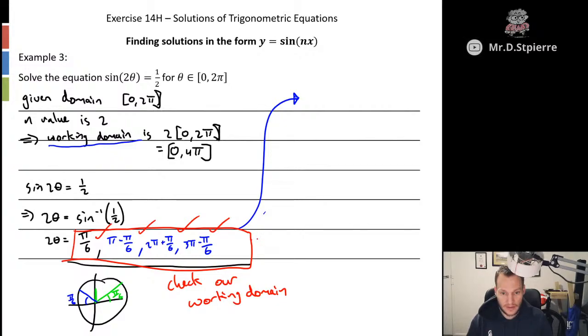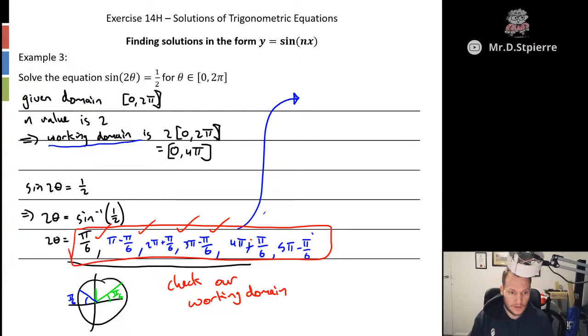What happens if I did a third revolution? So I go around, once is 2 pi, oh sorry, a full second revolution is 4 pi plus pi on 6. 4 pi plus pi on 6 would get me back there to the green one. And then another pi, so that would be 5 pi minus pi on 6. And again, it goes on and on. But just to demonstrate, that's why I kept going.